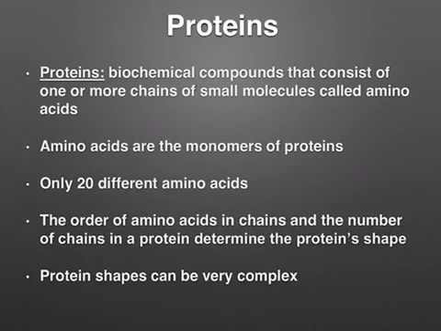The second class of biochemical compounds that we're going to talk about are proteins. Proteins consist of one or more chains of small molecules called amino acids. And so amino acids are the monomers of proteins. There are only 20 different types of amino acids, but the way that they chain together and the order in which they chain together can create many different types of proteins. The order of the amino acids and the number will determine the protein shape, and the shape will then determine function.